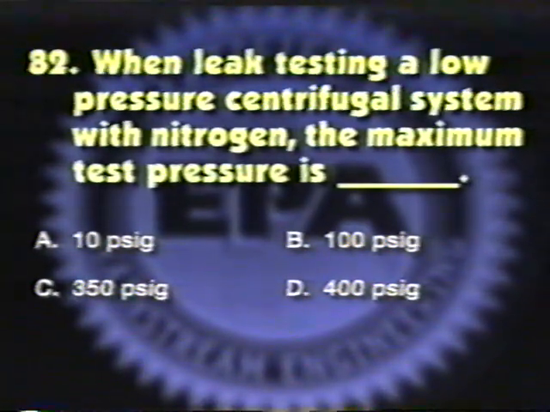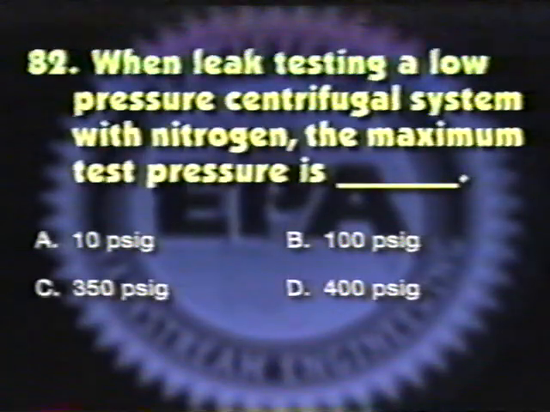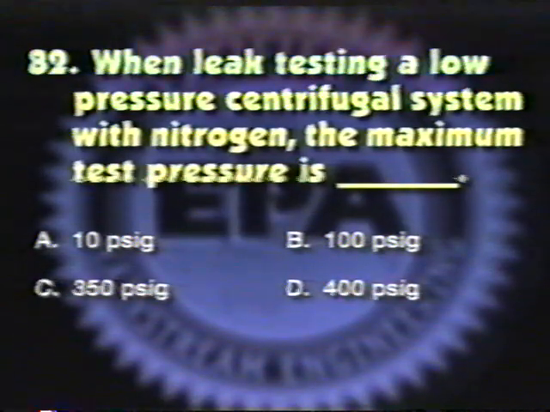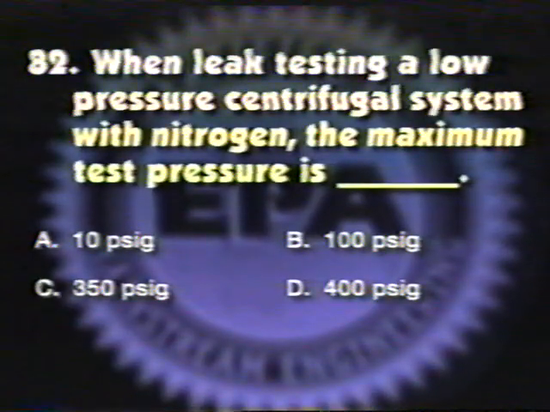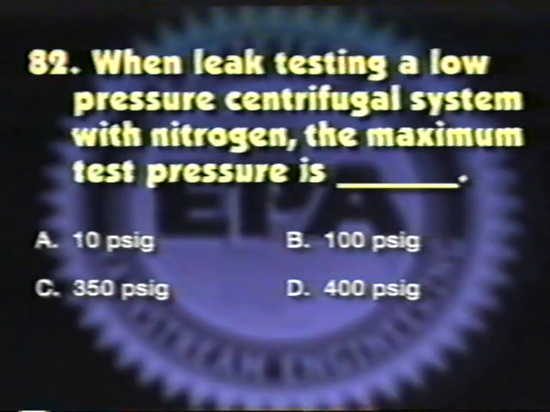When leak testing a low-pressure centrifugal system with nitrogen, the maximum test pressure is A. 10 psig, B. 100 psig, C. 350 psig, D. 400 psig.